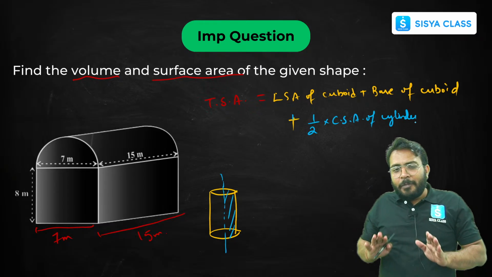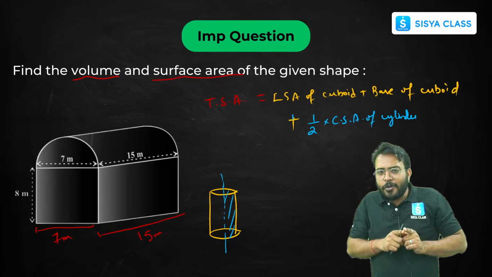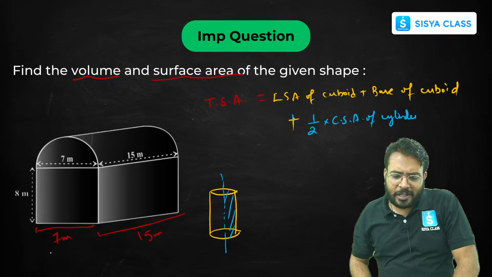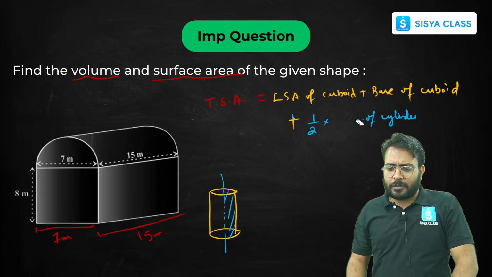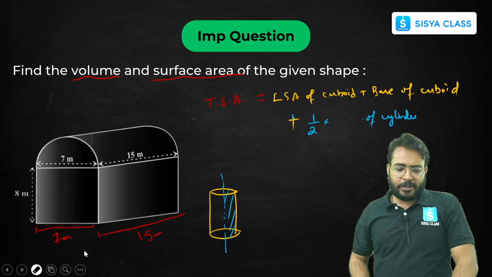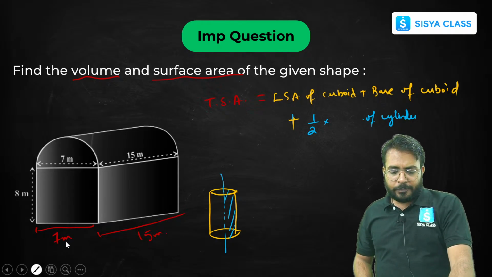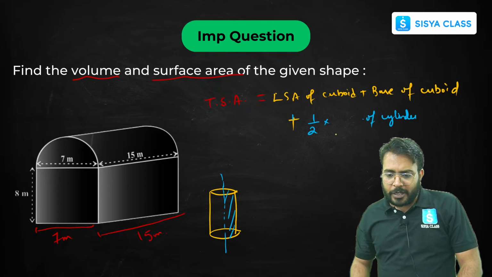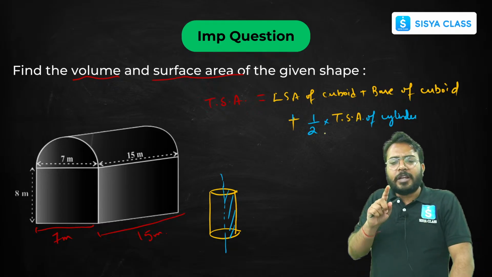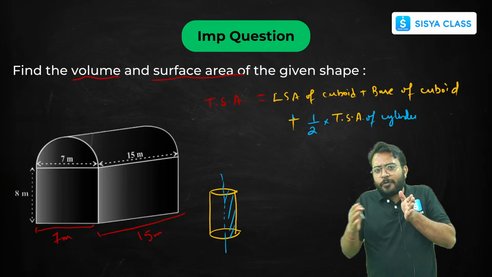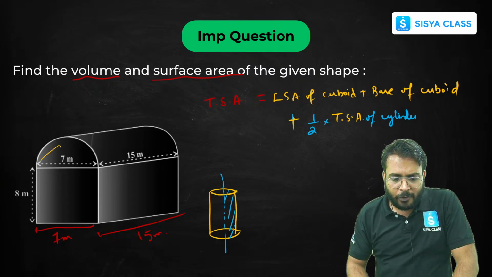I have taken only the curved surface area here. Or you can say plus half of the total surface area of cylinder. Instead of saying curved surface area, you can say total surface area. If you are saying curved surface area, that time you have to add the area of the top and bottom also for this cylinder.